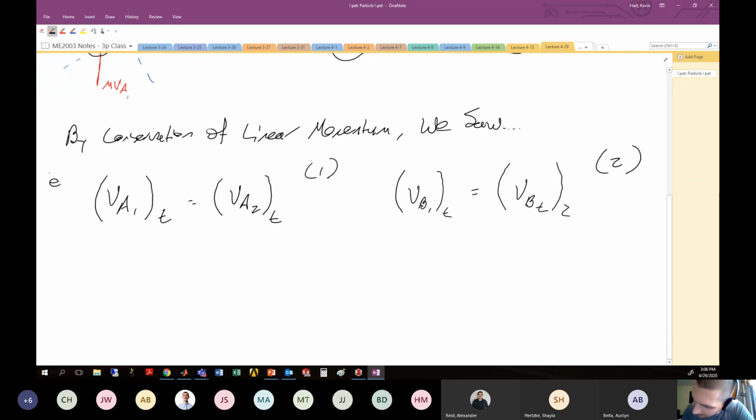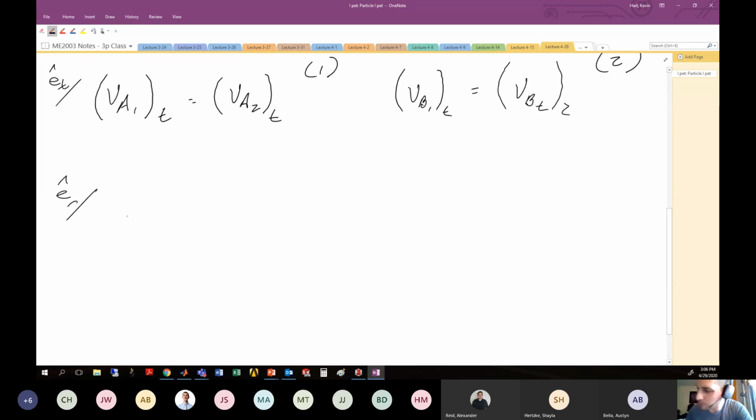So this is specifically conservation of momentum in e hat t. For e hat n, we looked at the system as a whole and said that the system as a whole in the normal direction must conserve momentum. And that led us to the following equation.